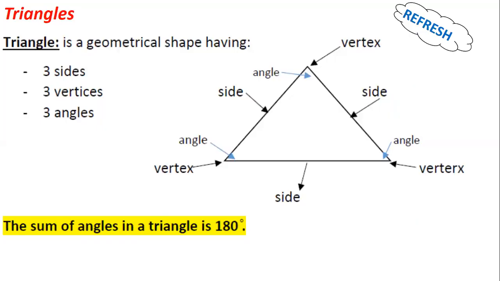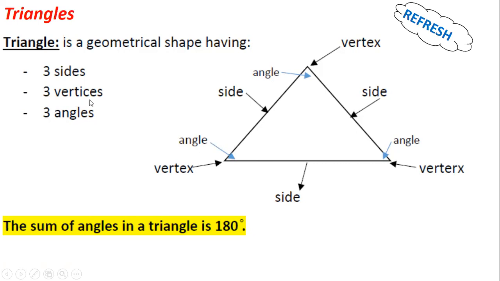First, what is a triangle? It's very important to know that a triangle is a geometrical shape. It has 3 sides, 3 vertices, and 3 angles. Let us start with the sides. The side is the line in the triangle. This is the first side, side 1. This is side 2, and this is side 3. So we have 3 sides in a triangle.